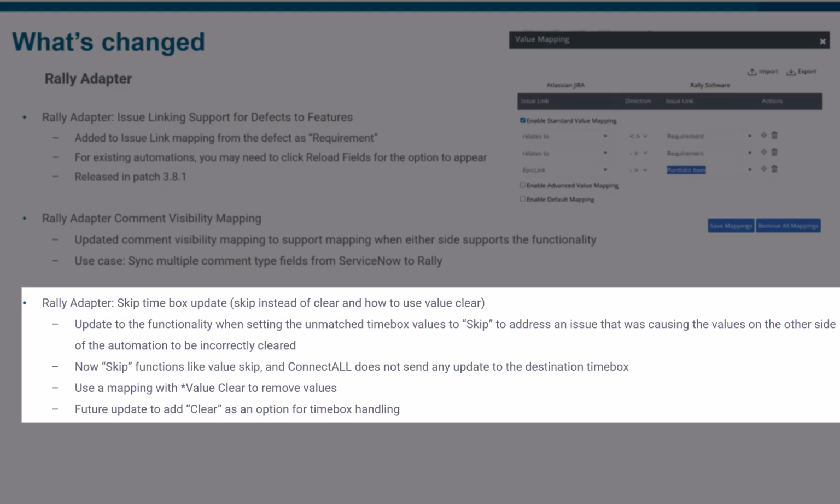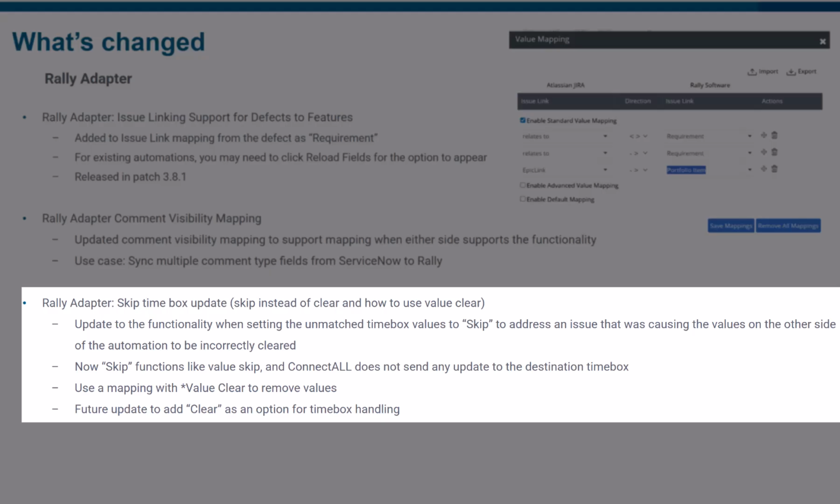Finally, we ran into some issues with the skip time box functionality and we updated the skip option so that it now works like value skip, where it does not send an update, instead of working like value clear. The issue we ran into is that when the null value was being forwarded in those cases, it was not being cached. And so ConnectALL was seeing its own update on the other side and syncing that back.